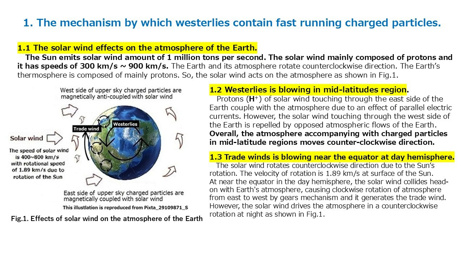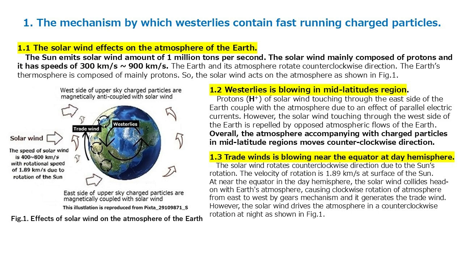Westerlies are blowing in the mid-latitude region. Protons H+ of the solar wind touching the east side of the Earth couple with the atmosphere due to an effect of parallel electric currents. However, the solar wind touching the west side of the Earth is repelled by opposed atmospheric flows of the Earth. Overall, the atmosphere accompanying charged particles in mid-latitude regions moves in a counterclockwise direction.